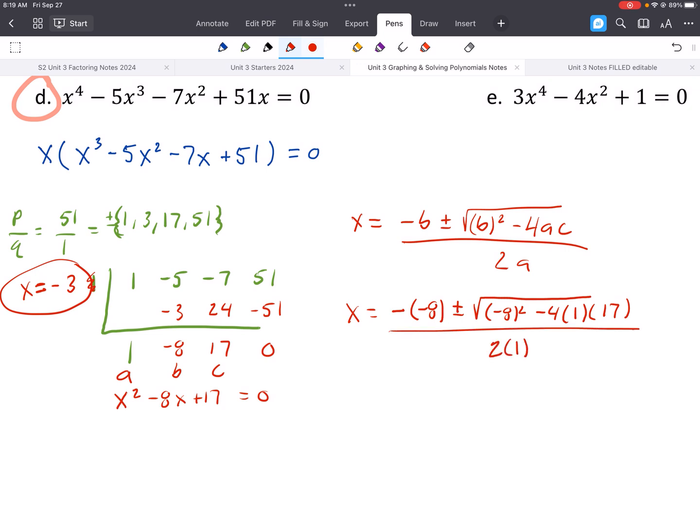So then we just need to simplify, okay? So we're going to simplify what's inside of the square root. So if you have a calculator, type in -8 squared. You do that too at the same time. So, and then type subtract 4 times 1 times 17.